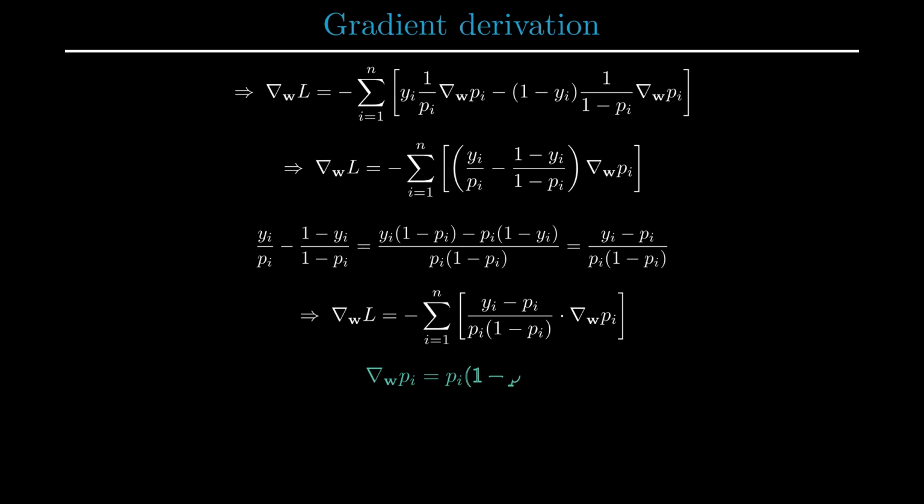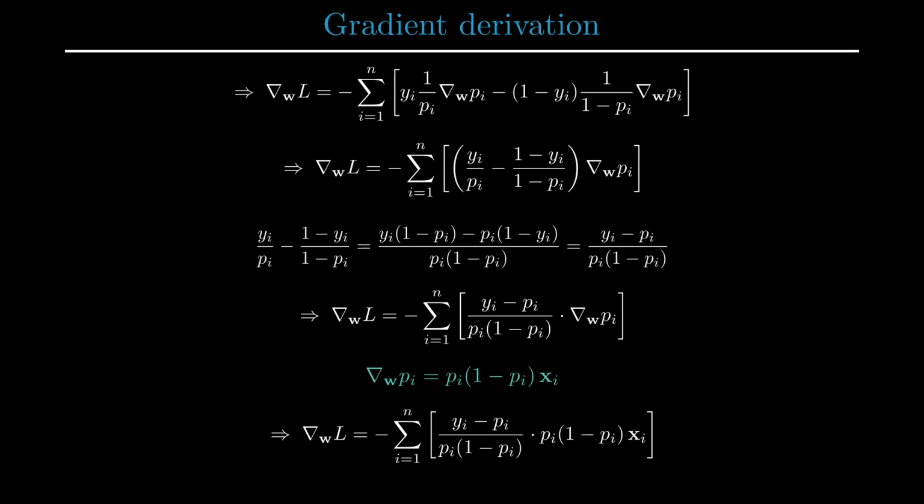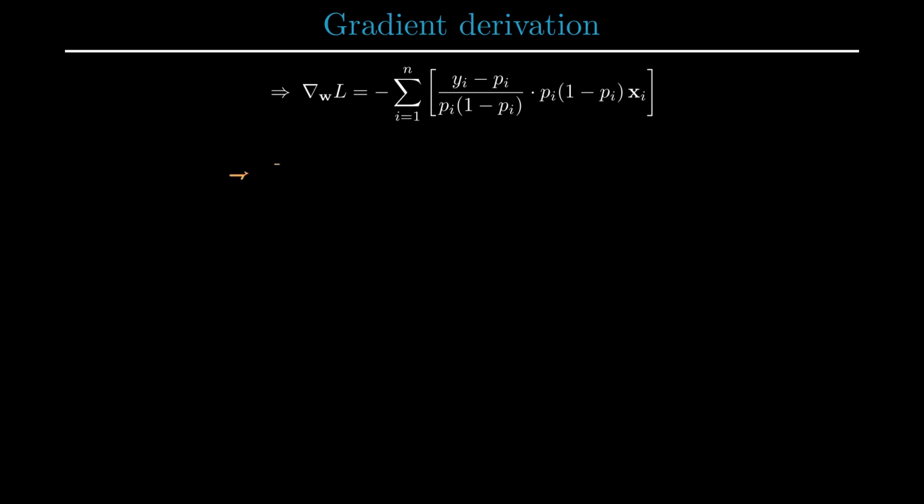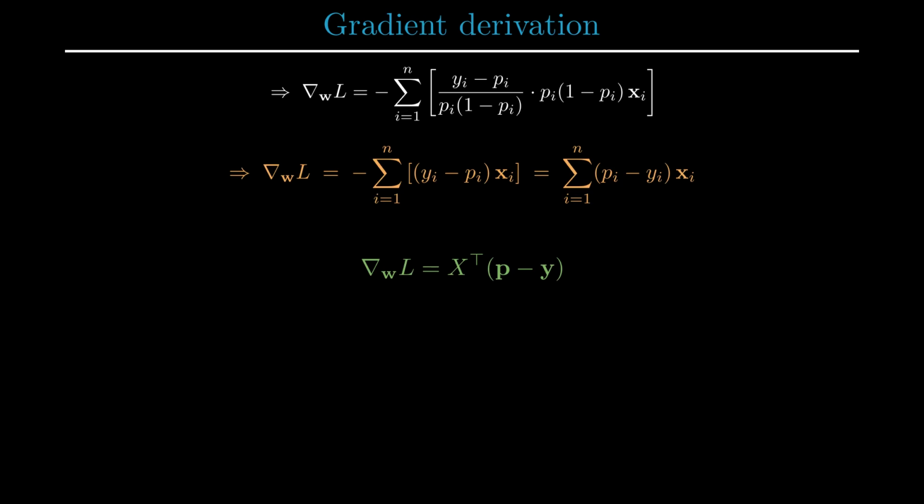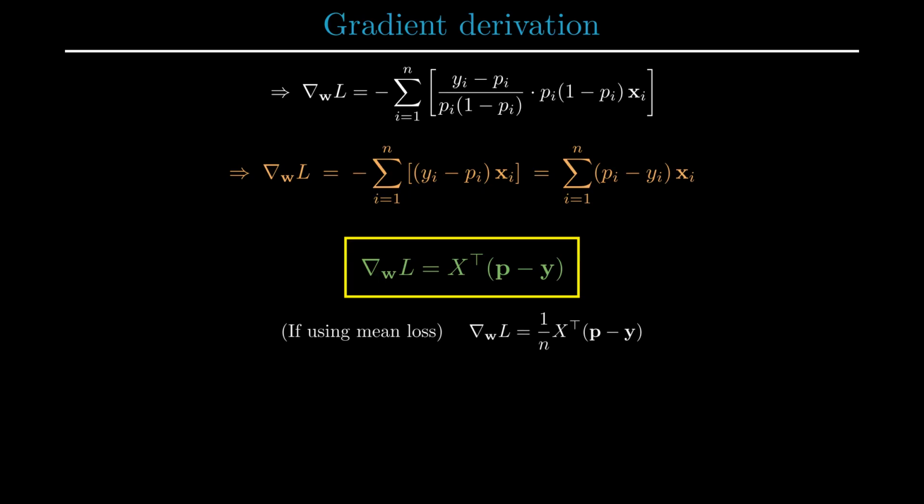What remains is simple. Each data point contributes its prediction error, scaled by its features. In matrix form, the entire gradient collapses to one clean expression. If we average over samples, we just scale this by 1 over n.